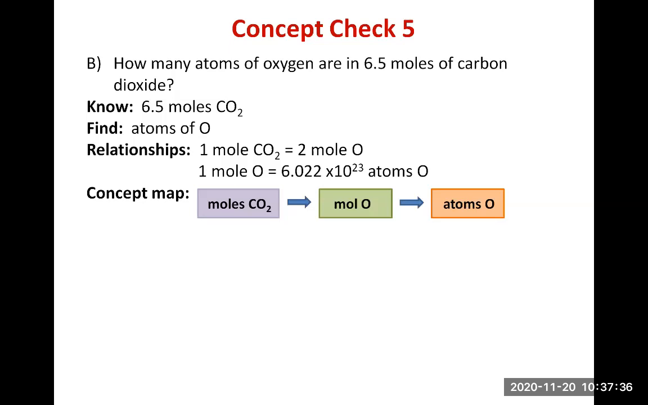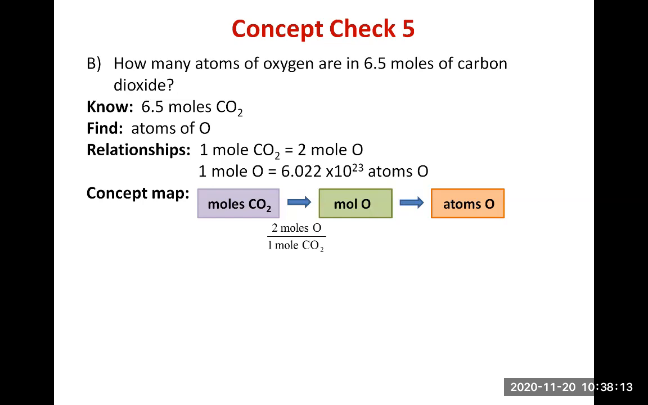From moles of CO2, we will get the moles of oxygen using the formula. And then from the moles of oxygen, using the Avogadro number, we can calculate the number of atoms of oxygen. So the first conversion factor is made of the formula that says 1 mole of CO2 has 2 moles of oxygen. And we have the moles of CO2 on the bottom because then we can cancel the units of moles of CO2 that is in the given amount.